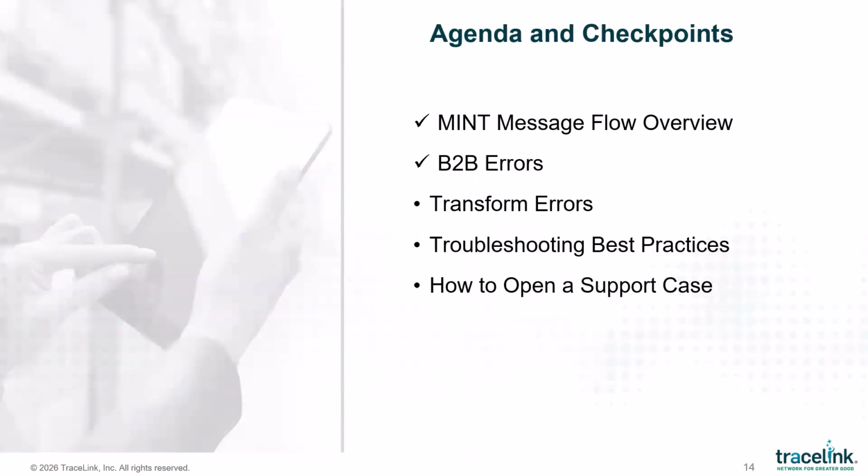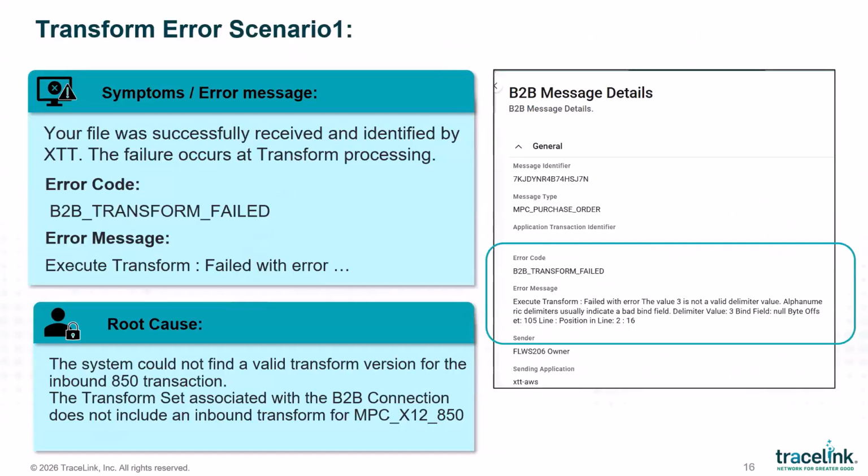Now on to transform errors. Transform error scenario 1. Your file was successfully received and identified by XTT. The failure occurs at the transform processing step. In this scenario, the error code is B2B transform failed. The system could not find a valid transform version for the inbound 850 transaction.